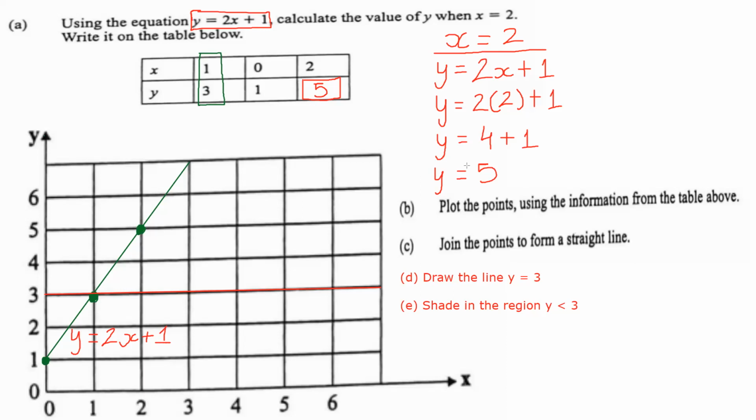Good. But how are we going to get the line y is equal to 3? Because they say here, draw the line y is equal to 3. How are we going to draw that line? Do you know how to draw this line, y is equal to 3? Yes, sir. How are we going to draw it? You draw it on the graph. Okay, what number do we have to look for?